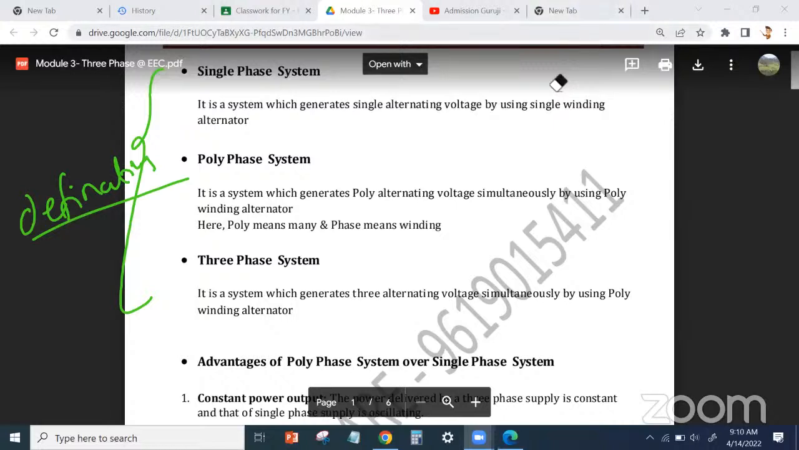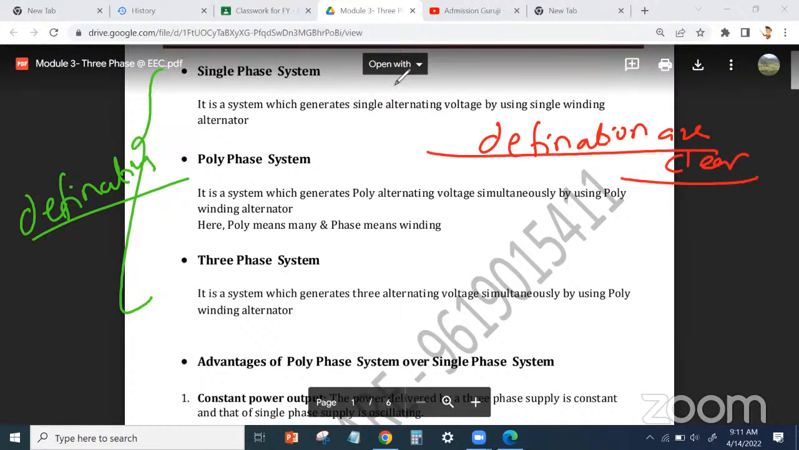If you have any doubt, you can ask me in the chat box, or just write that the definitions are clear. If you do not have any doubt, just write definitions are clear. Okay, simple definitions, there is nothing much in it.